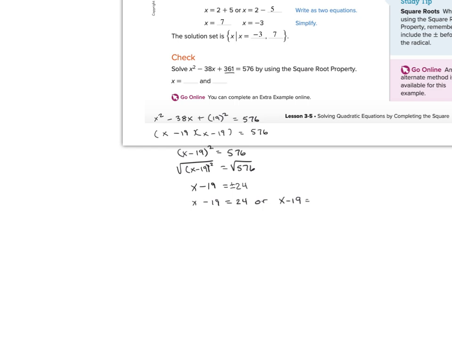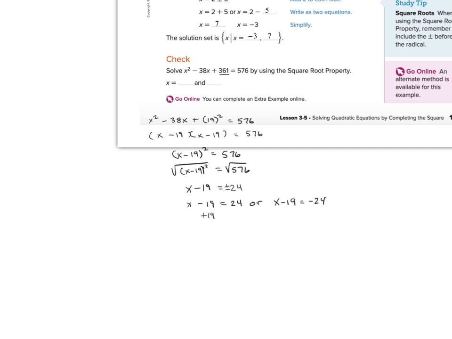Okay, so we found the square root of 576 was plus or minus 24. So creating this equation, I have x minus 19 is equal to 24, or x minus 19 is equal to negative 24. And then adding 19 to both sides, x is going to be equal to 43, or x is going to be equal to negative 5. So those are your two possible answers.